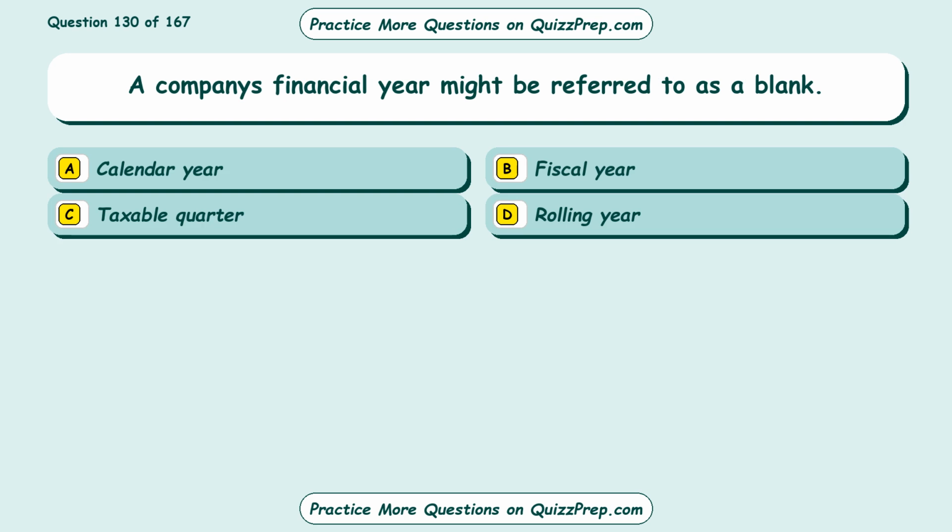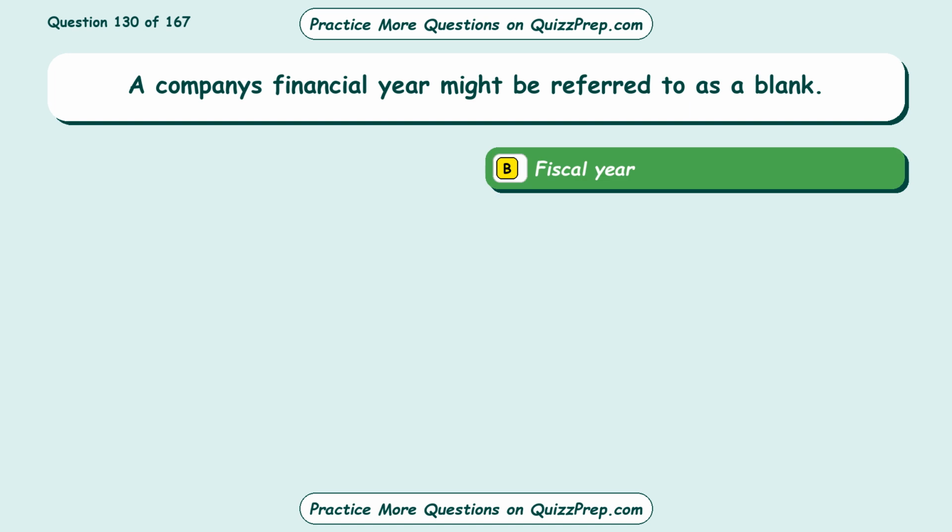Question 130. A company's financial year might be referred to as a blank. Option A, calendar year. Option B, fiscal year. Option C, taxable quarter. Option D, rolling year. The correct answer is option B, fiscal year.